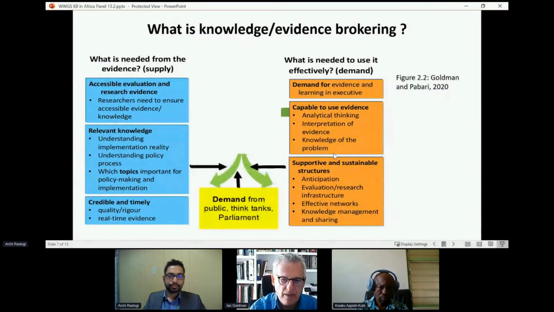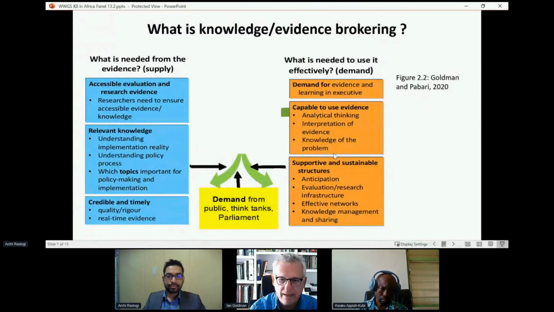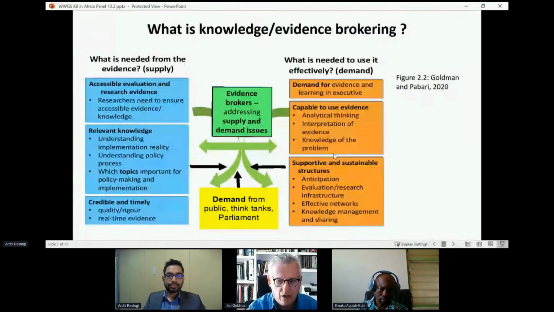You also need the capability to use evidence. You need the supportive and sustainable structures which support evidence use. And hopefully there'll also be demand from the wider public, from think tanks, from Parliament. And to make all this work, the glue that makes all this work, there's an evidence brokering role.